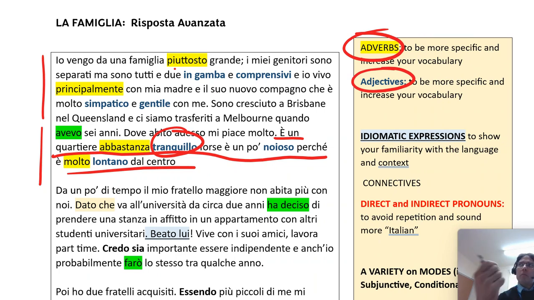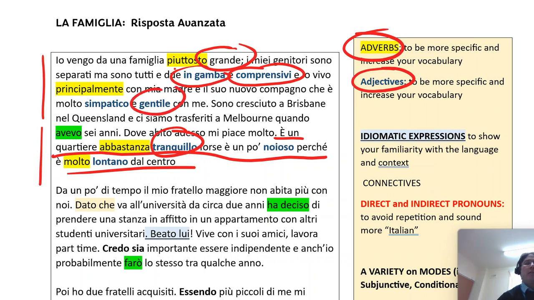it's a fairly quiet suburb in a way. There's not much going on, so it makes that language obviously a bit more specific. You can see also the number of adjectives used here, from grande, in gamba, comprensivi. It's always good to have a pair of adjectives, two or three adjectives.